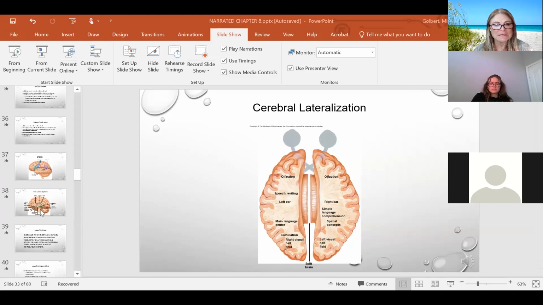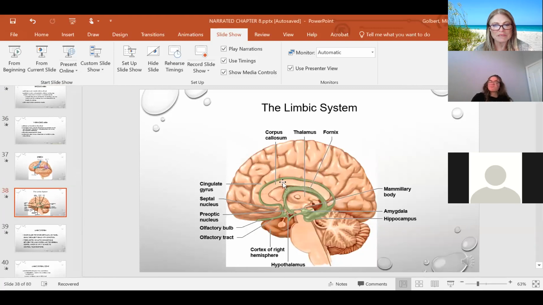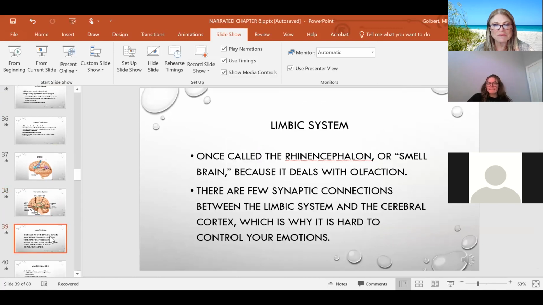All right, so the limbic system, and you don't have to remember every single little piece here, but know that the thalamus is involved, the amygdala, the hippocampus is involved. So all these little regions in green make up the limbic system. Now the limbic system is related to emotions, all right? And it's related to how we control our emotions. A long time ago, it used to be called the smell brain because it also is connected to olfaction, or how we smell things.